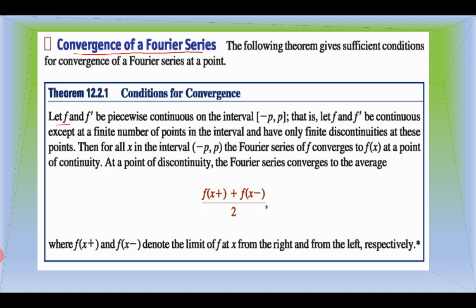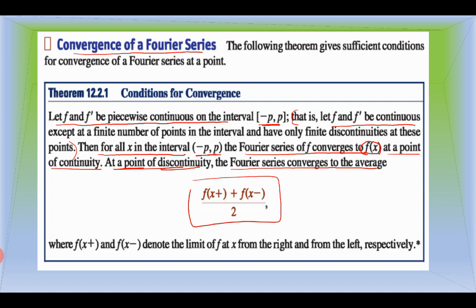What is the statement? Let f and f dash be piecewise continuous in the interval negative p to p. That is, we want them to be piecewise continuous in the interval. Then for all x in the interval negative p to p, the Fourier series of f converges to f of x at a point of continuity. But at the point of discontinuity, the convergence is the average value of the left and right limits.